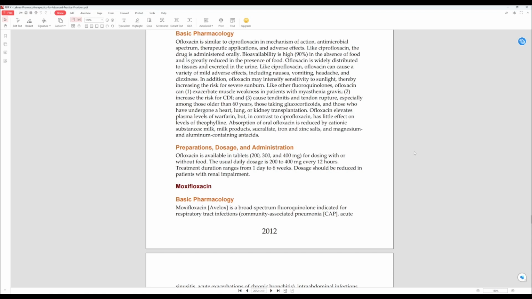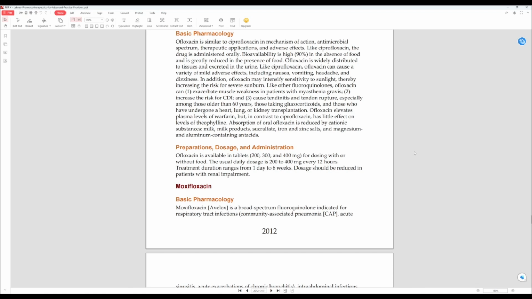Again, similar to ciprofloxacin, ofloxacin can cause a variety of mild adverse effects, including nausea, vomiting, headache, and dizziness. In addition, ofloxacin may intensify sensitivity to sunlight, thereby increasing the risk for severe sunburns. Like other fluoroquinolones, ofloxacin can exacerbate muscle weakness in patients with myasthenia gravis and increase the risk for Clostridium difficile, as well as cause tendinitis and tendon rupture, especially in the patient population that is 60 years or older or taking glucocorticoids, or those who have undergone heart, lung, or kidney transplants.